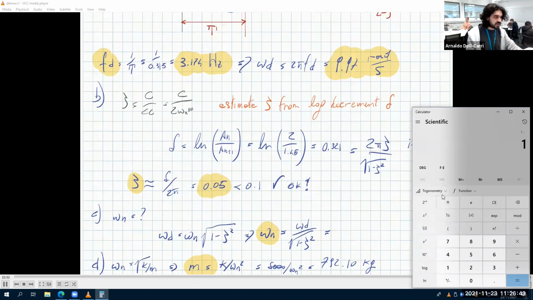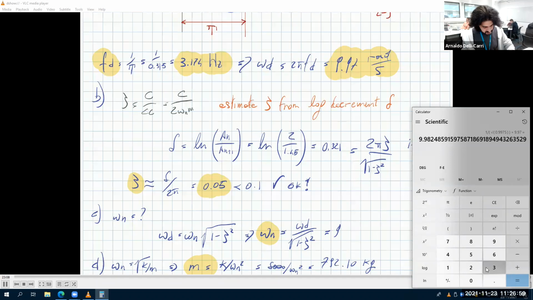So 1 minus 0.5 squared, under square root, is this, the inverse is this, times 9.97. It's in hertz, so 9.98. Sorry, this is in radians per second. Still different from the solution. Omega D is 19.95 radians per second. Did I screw up this?